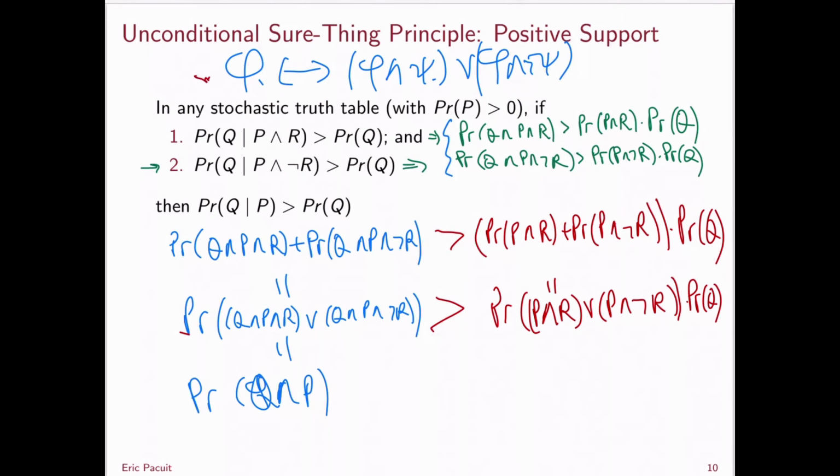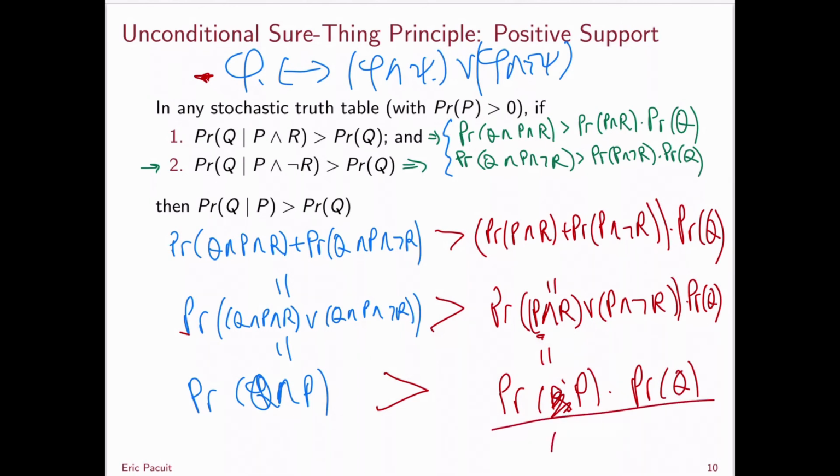Well, again, using this fact that for any formula phi, phi is tautologically equivalent with phi and psi or phi and not psi, this time we're going to let phi be P and let psi be R. We see that the right-hand side becomes the probability of P times the probability of Q. So we have the probability of Q and P is greater than the probability of P times the probability of Q.